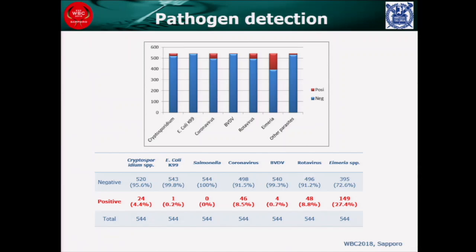By real-time PCR, among 6 pathogens, we found 5 pathogens: 24 Cryptosporidium species, 1 E. coli K99, 46 coronavirus, 4 BVDV, and 48 rotavirus were detected. By flotation method, 149 Eimeria species were detected.